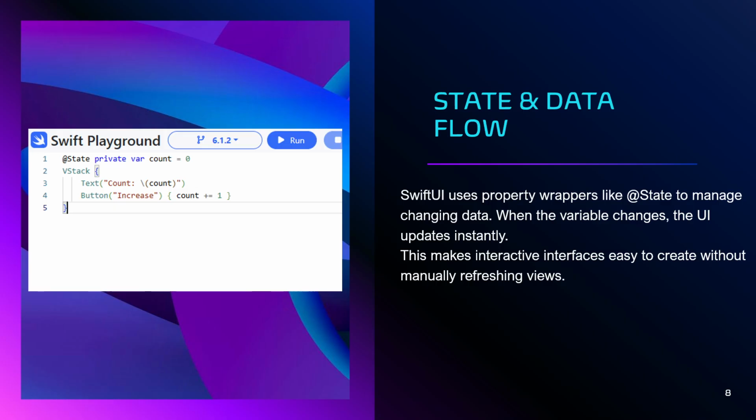Here we have state and data flow. SwiftUI also handles dynamic content using a property wrapper called @State. Well, I'm reading it as @State. And this tells SwiftUI that the value can change and that the view should update automatically when it does.